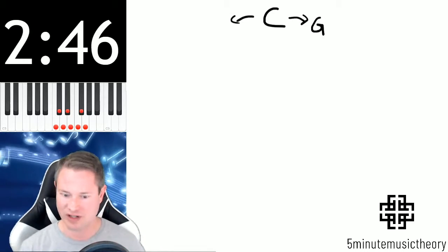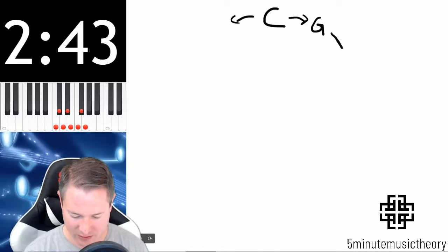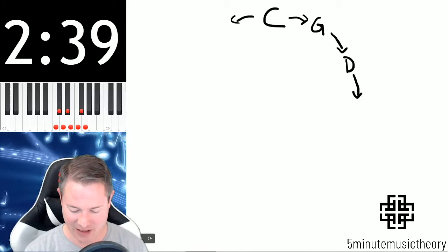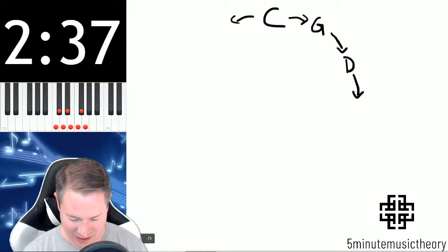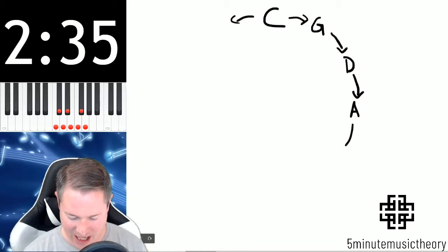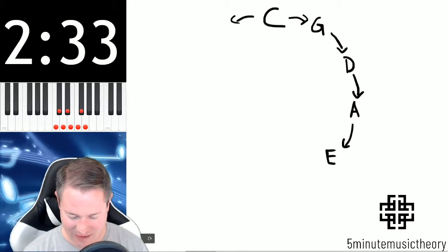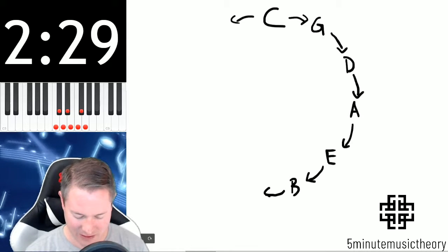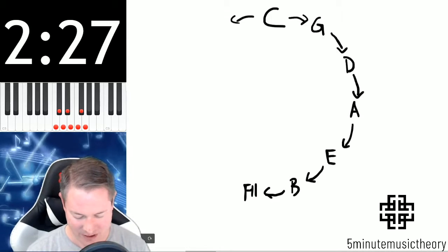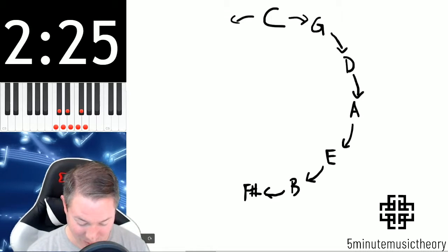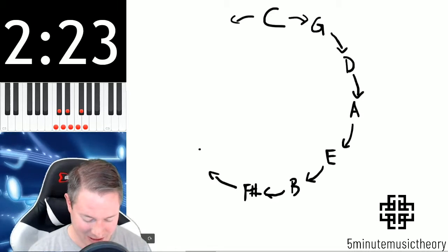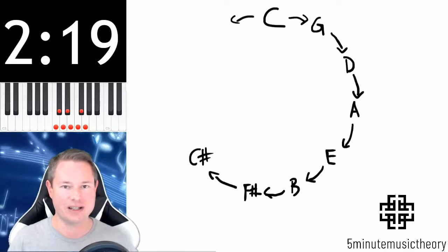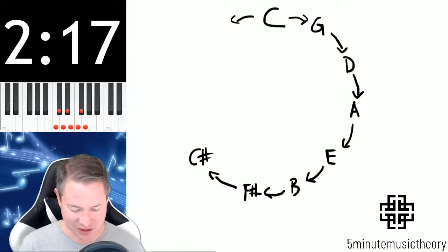Now from here I'm just going to sort of speed through this so we can complete the circle. From G, the next step would be D. From D, the next step is going to be A. From A, the next step is E. From E, we're going to end up with a B. And then if I do this right, this should be at the bottom. It's a little bit wonky, but it'll work. F sharp and then C sharp. And I'm going to stop there. We could continue, but it really doesn't make sense to go past this C sharp.